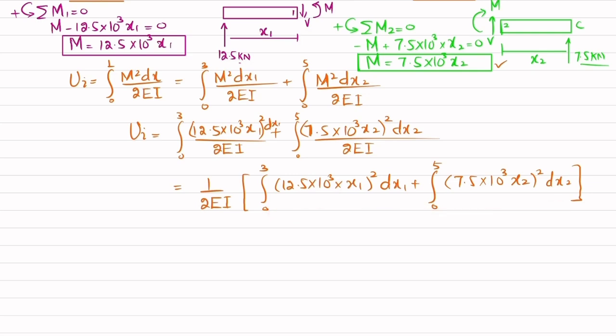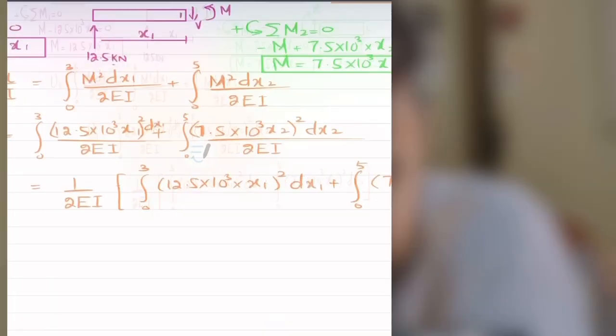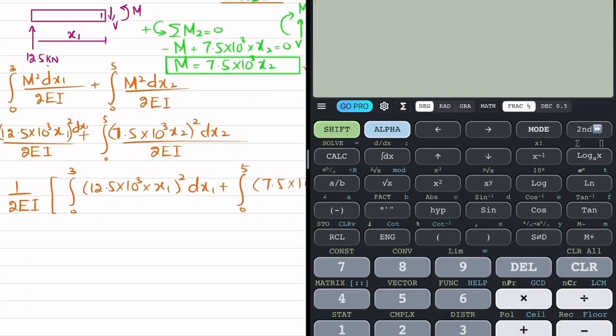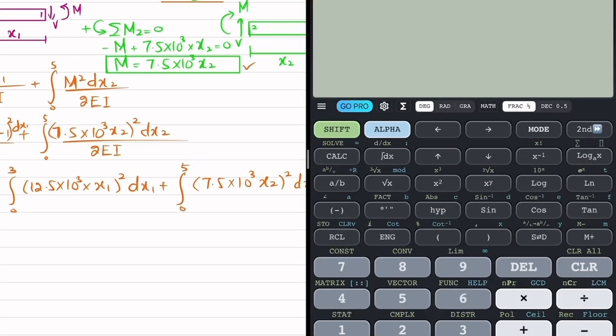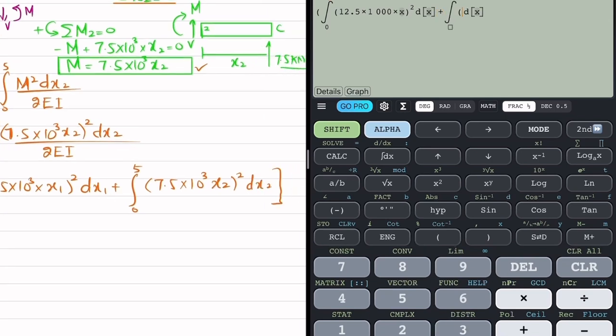I will show you how to solve it using a calculator. I will turn on the calculator and show you how to write this equation in it. The first step is to take the integral and put a bracket. First you write 12.5 into 1000 multiplied by x, close the bracket, and there is a square, with limits from 0 to 3. Plus there is another integral, 7.5 into 1000 multiplied by x, whole squared, with limits from 0 to 5.